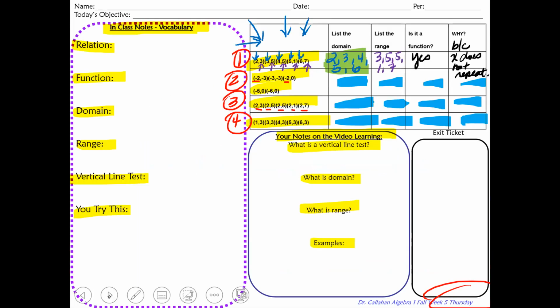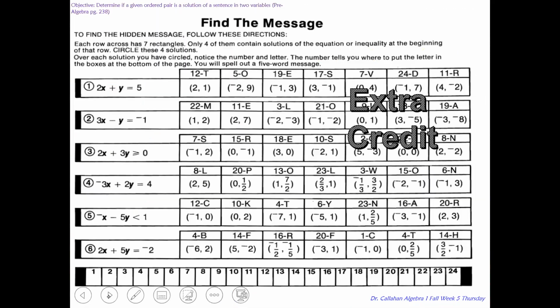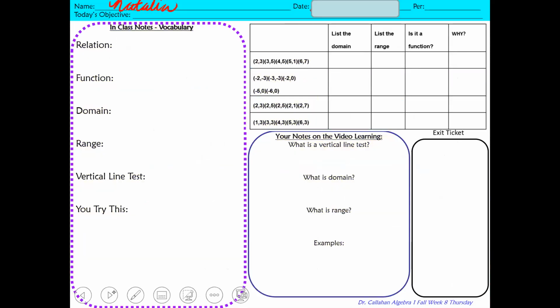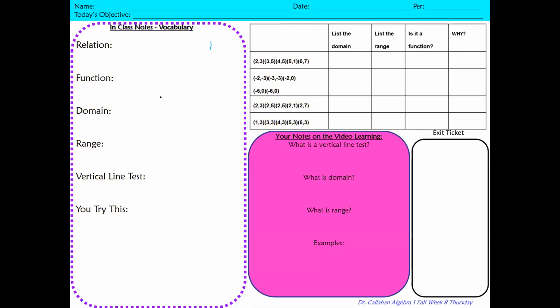So go ahead and turn into your packet, on the white packet for week 7, Tuesday. Once again, we have a little bit of vocab. We're going to fill out this chart, and then I have a video, and throughout the video, it's going to talk about the vertical line test, domain, range, and then examples. All right, so let's go ahead and get started. So understand the concept of function, domain, range, and relations. So make sure you're over here on this part of the notes.